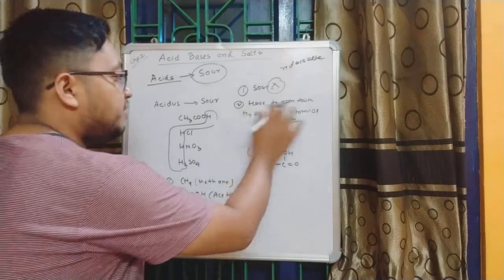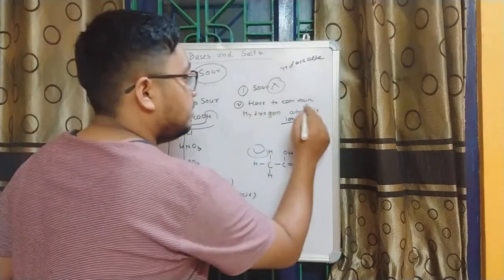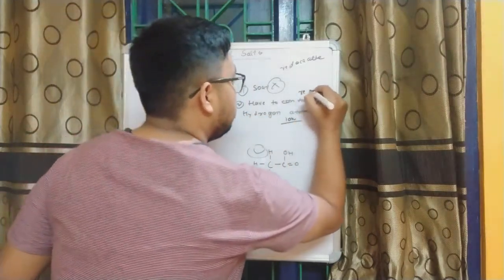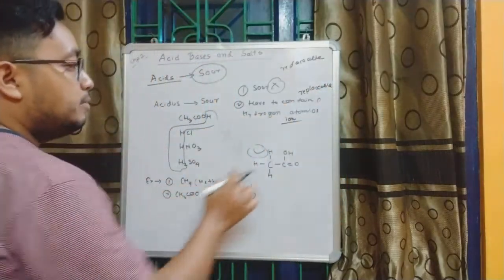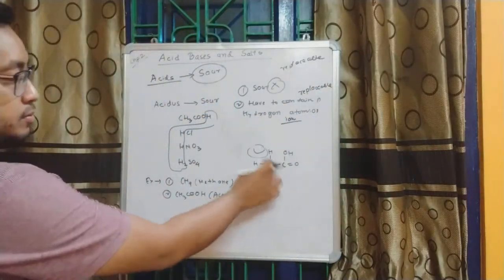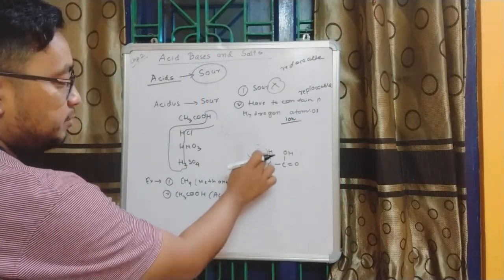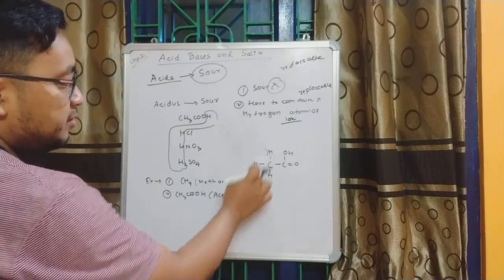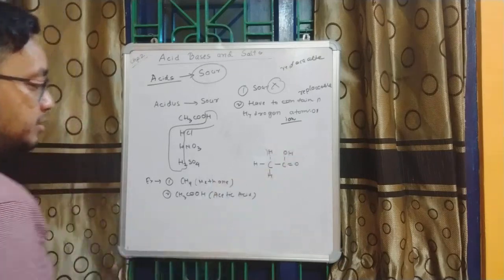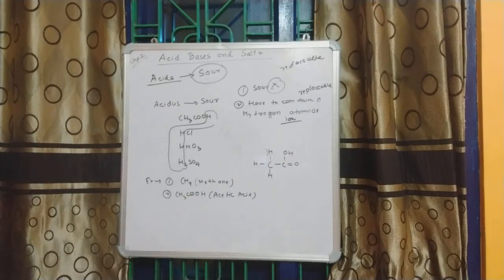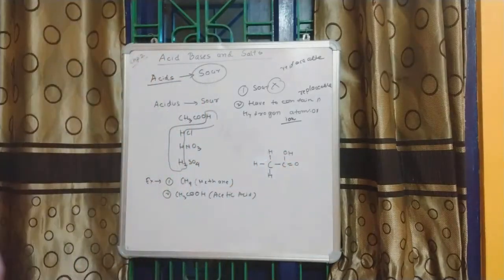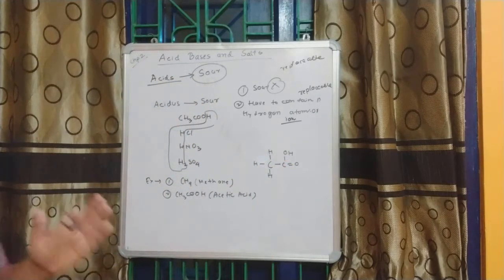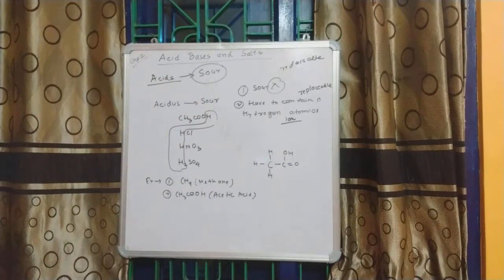Now let me modify the second criterion. Have to contain, here I will write, replaceable hydrogen atom or ion. Now if you see here, we have CH3, that is C with 3 hydrogen, then COO and H. This is the formula. Now which hydrogen atom in this particular compound is replaceable? Replaceable means the hydrogen atom or ion should be in a position to leave the compound, to leave the structure of the compound.